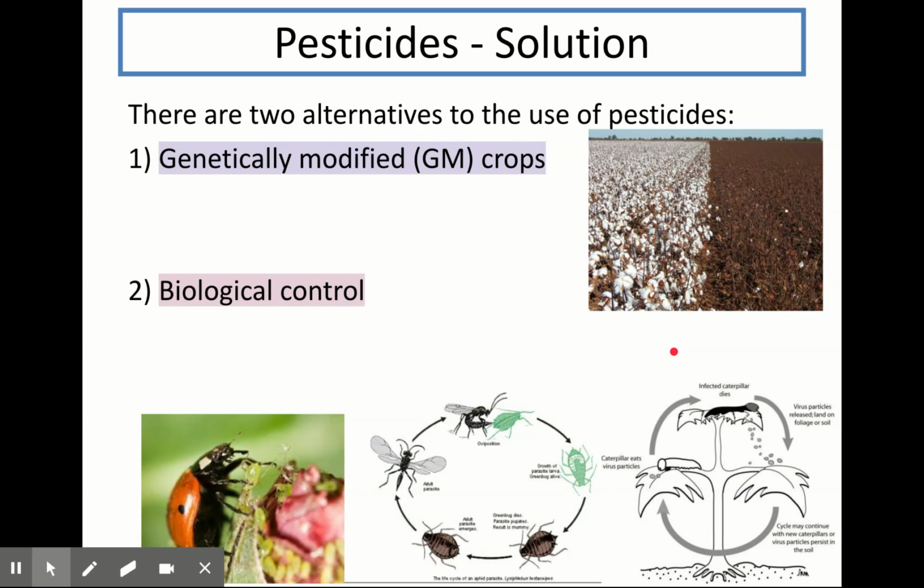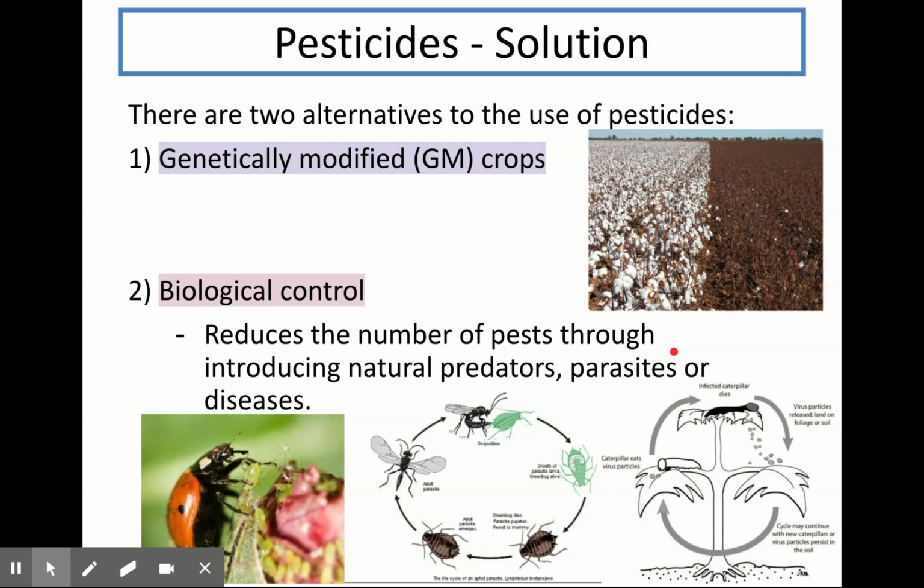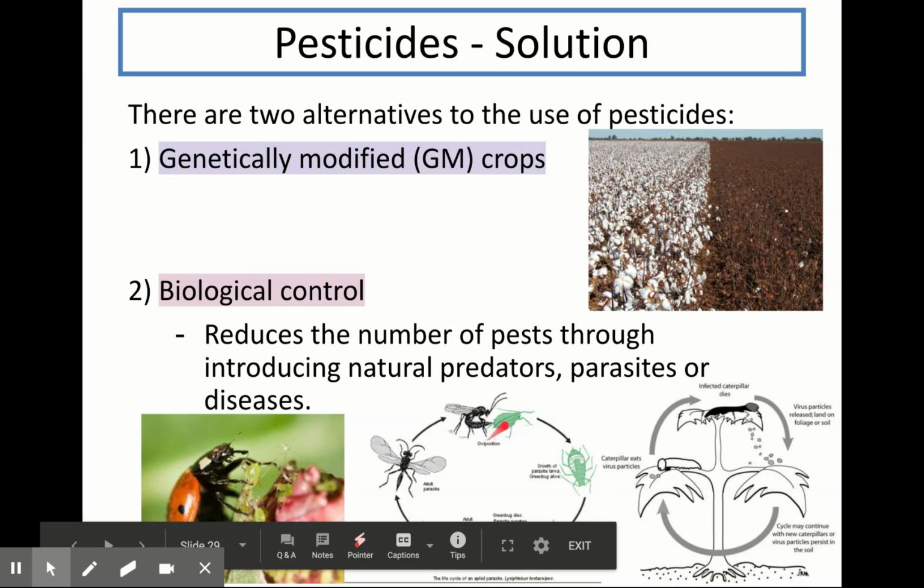Another alternative to the use of pesticides on crops is biological control. Biological control starts with bio, so living things, and this is basically using living things to control pest numbers, to reduce the number of pests. Specifically in biological control, natural predators, parasites or diseases are introduced to reduce the number of pests. Chemicals are not used. So here at the bottom are some pictures to give you some examples of biological control.